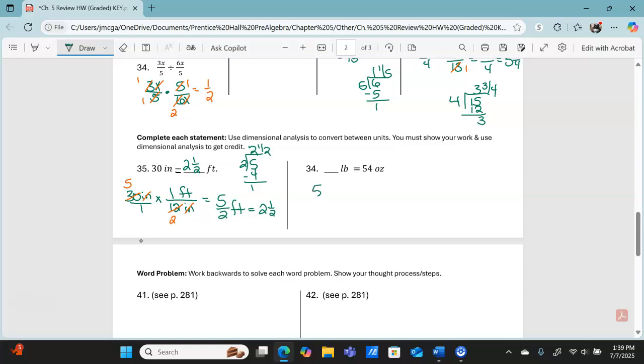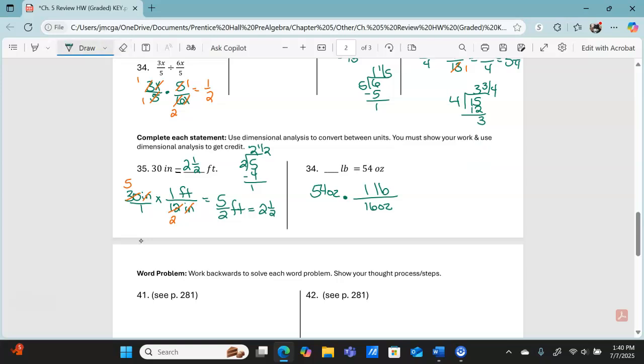Pounds to ounces. So we start off with 54 ounces. We are going to multiply, and I think I'm going to use a dot there instead of a multiplication symbol. There are 16 ounces in 1 pound. I think 54 is evenly divisible by 16. 4? 6 times 4 is 24. No, it is not. Okay, so it's not evenly divisible by 16.